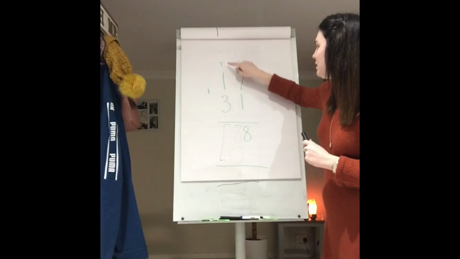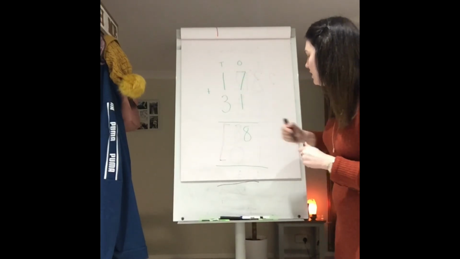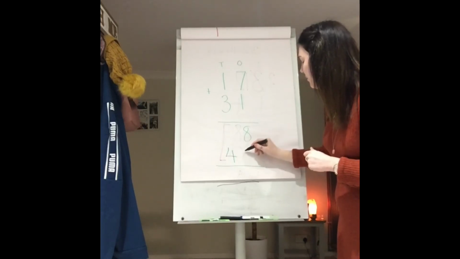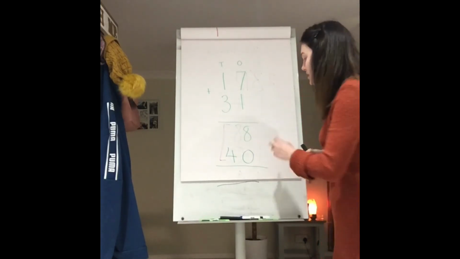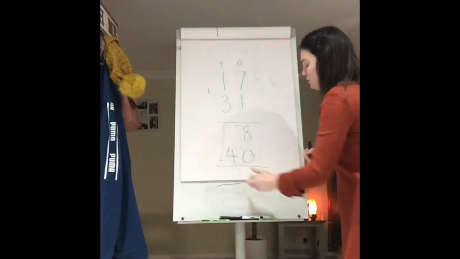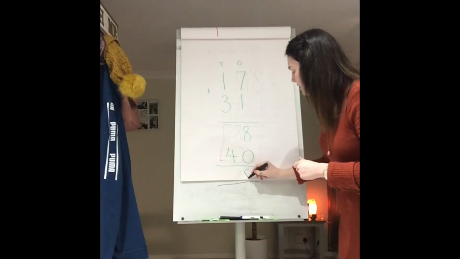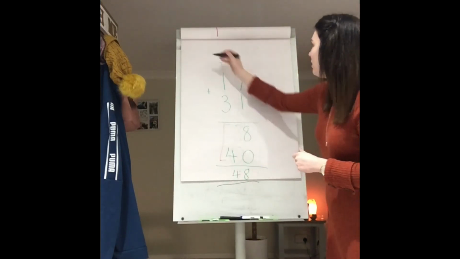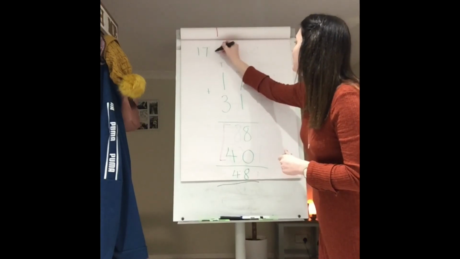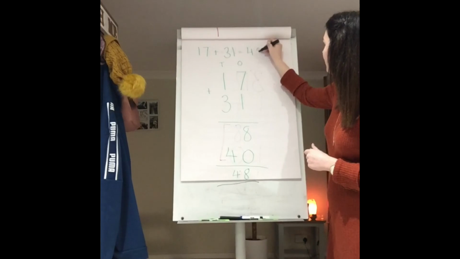So now we need to look at our tens column, and we are doing 10 plus 30, which is 40. And whether you're doing an addition or a subtraction, when you get to this point, you've still got to add these totals here. So 8 ones and no ones is 8. And this here is our 40. So our answer to 17 plus 31 is 48.